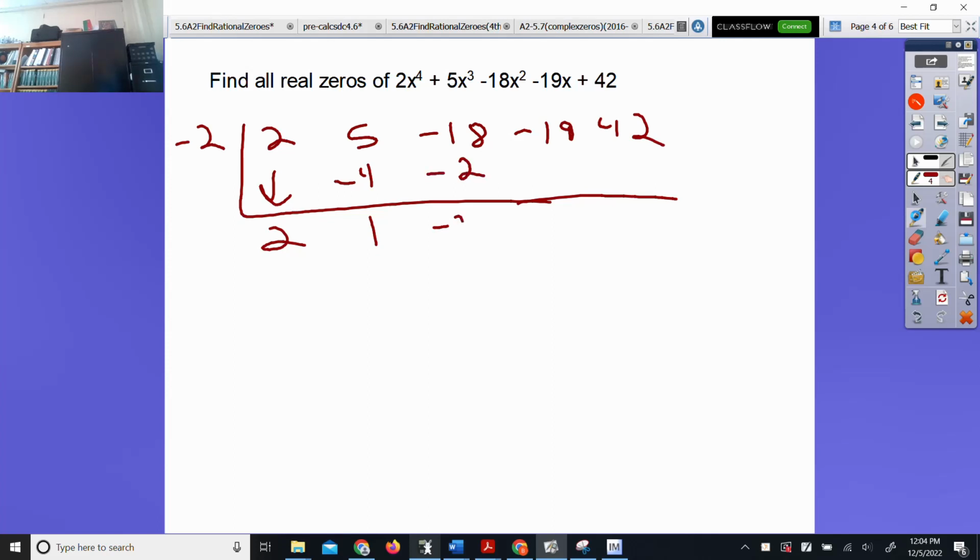And after you add, you multiply. Then you add. Then you multiply. Then you add. And then you multiply. And if you don't get a 0, you know you screwed up. Right? Because it was a 0.